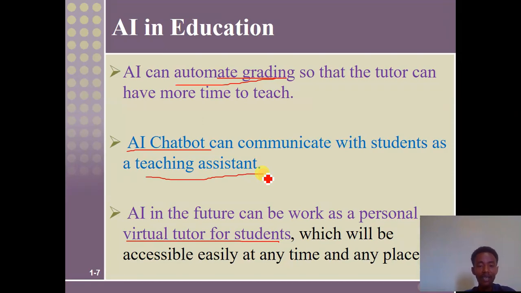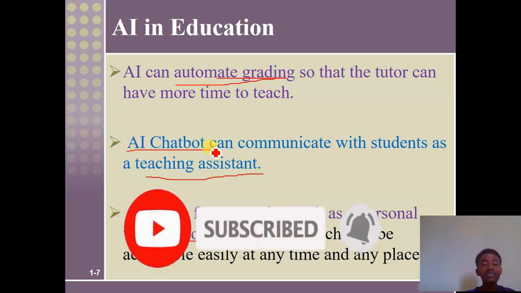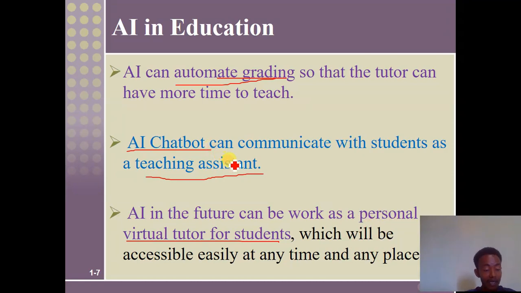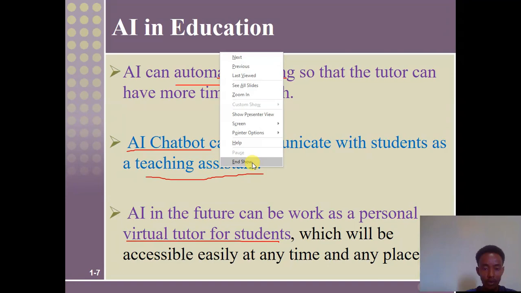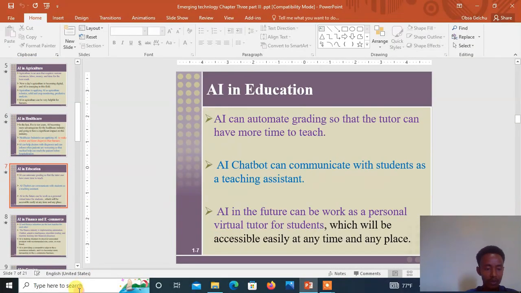So basically, just practically, I will show how artificial intelligence can represent a teacher and assist students digitally. Let me show it for you.